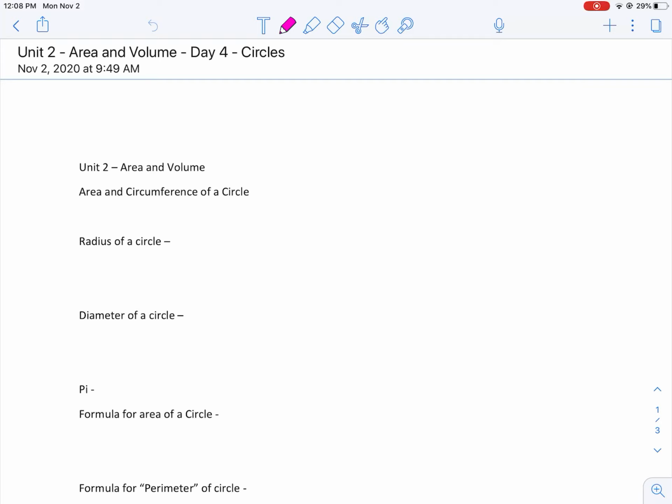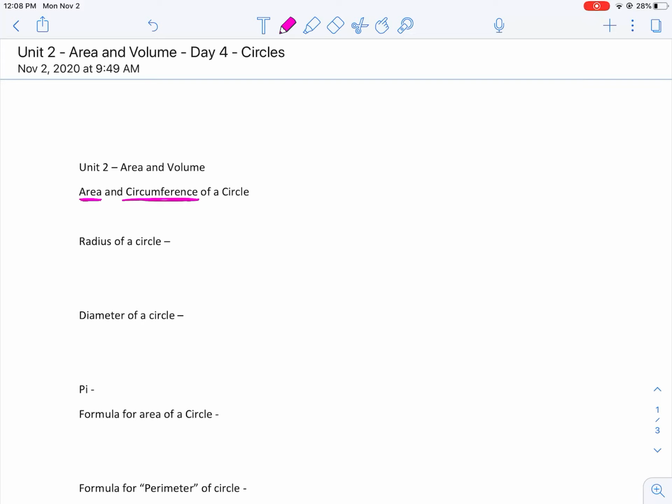Hello everybody, this is Unit 2, Day 4, making our way up to circles, all right? So we're still talking about area and perimeter, but in this case, if you notice, it doesn't say perimeter here, it says circumference, okay? So what you've got to think is this: circumference is just a fancy word for the perimeter of the circle. When we get down to definitions, I'll explain that part further.